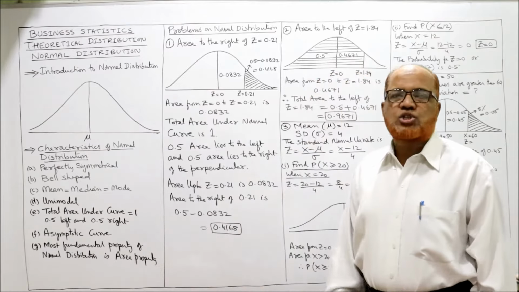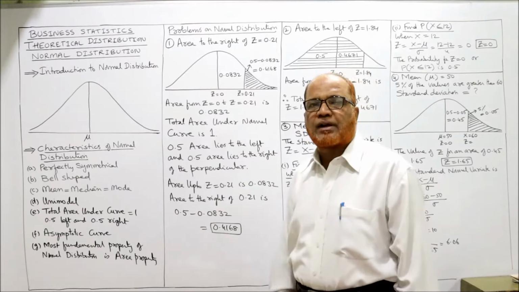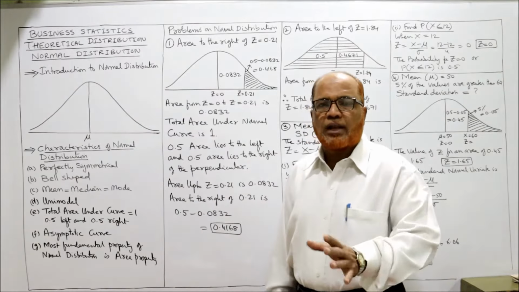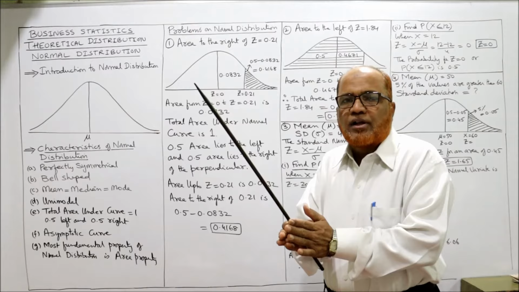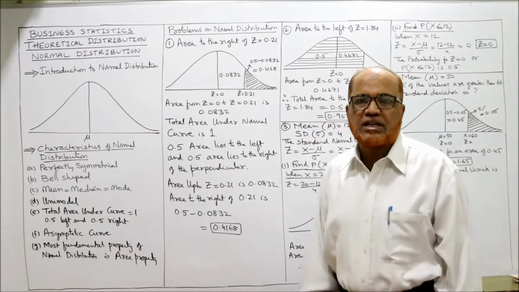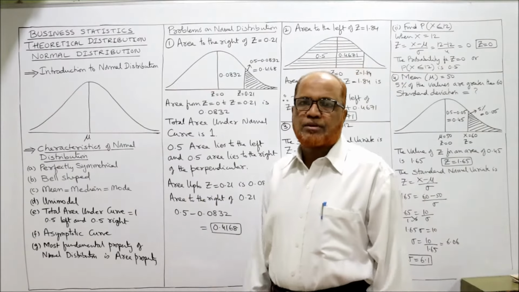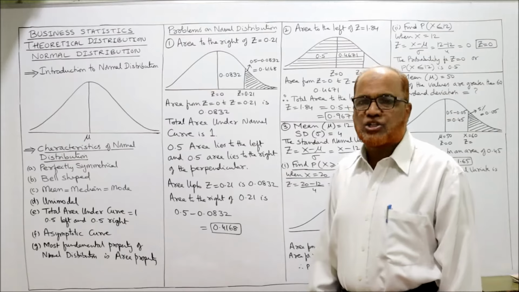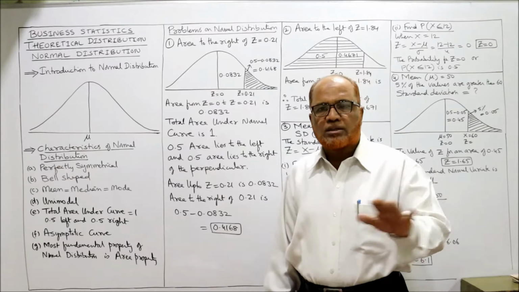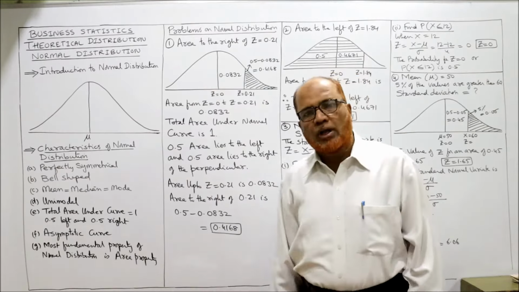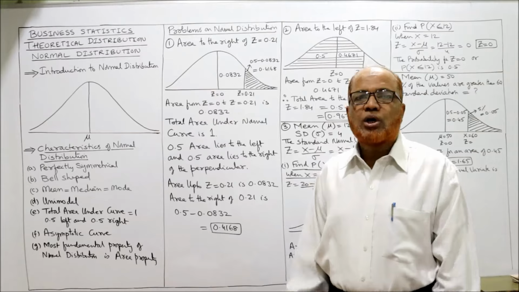The first characteristic of normal distribution is that it is perfectly symmetrical. That means this normal curve is perfectly symmetrical. Symmetrical means equal area lies on the left and right side of the perpendicular. If you fold this curve, the two tails will coincide with each other. Secondly, it is bell-shaped. Third, mean, median, mode: in a normal distribution, all three are equal. Then unimodal. In a normal distribution, we have only one mode, that's why it is called unimodal.